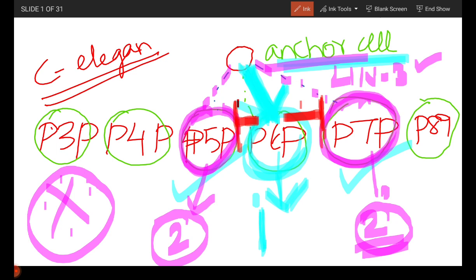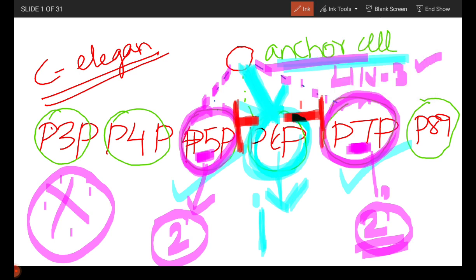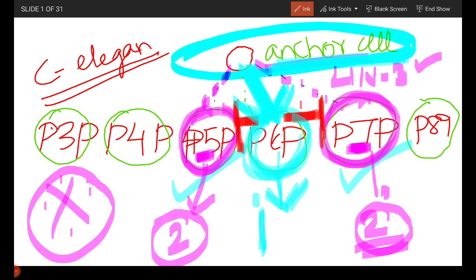This lateral inhibition is a different story, but this morphogenic gradient is also an interesting example of explaining why P5P and P7P do not reach the level of primary cell fate, while P6P attains the primary cell fate because it receives a large amount of morphogens released by this anchor cell. Hope I have explained morphogenic gradient and concentration of morphogenic gradient.